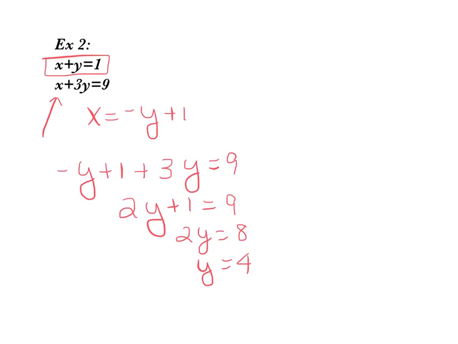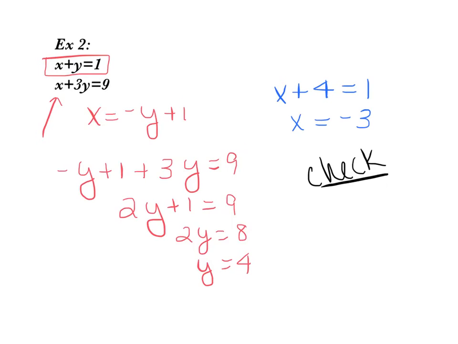So we're going to plug back into either equation. Let's do the easier one. x plus 4 equals 1. So x is going to equal negative 3. But now we still have to check to make sure that it works.